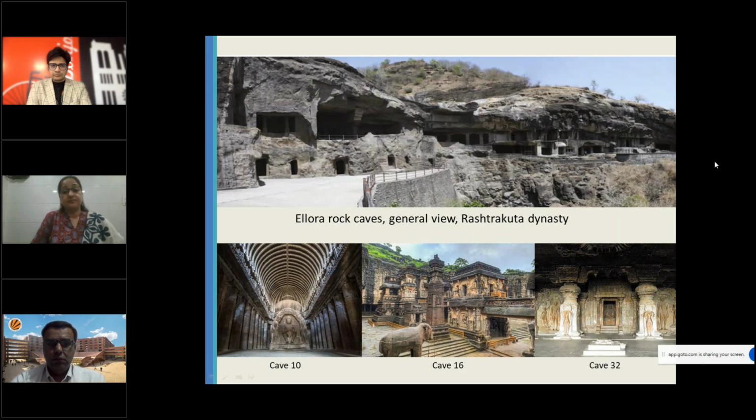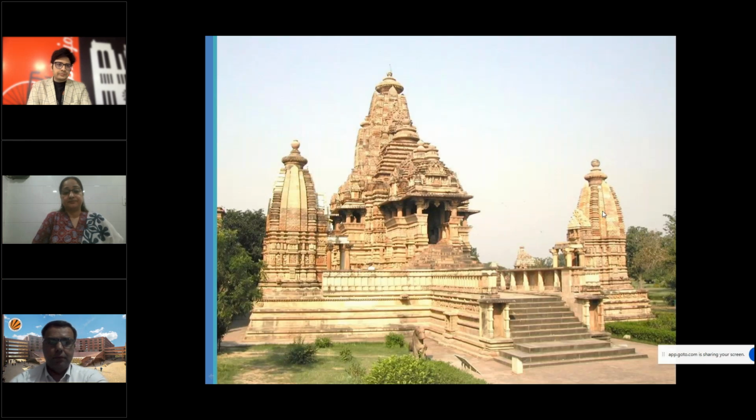And since Hinduism got more patronage rather than Buddhism or Jainism, there is one very fine example that we see. I wonder if you can all recognize this temple. This is a Lakshman temple from Khajuraho. Now, Khajuraho was basically built from the 9th to 13th century by the Chandela dynasty.